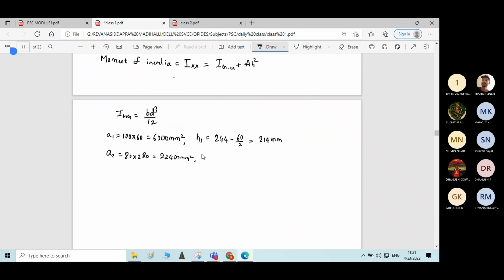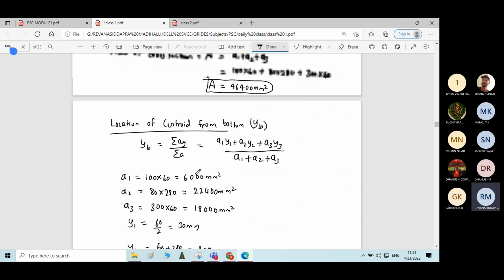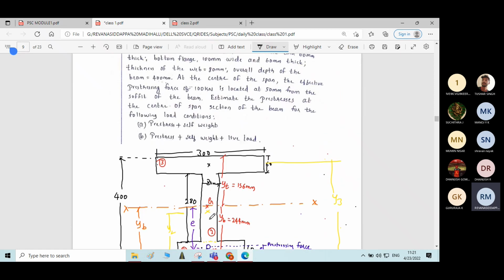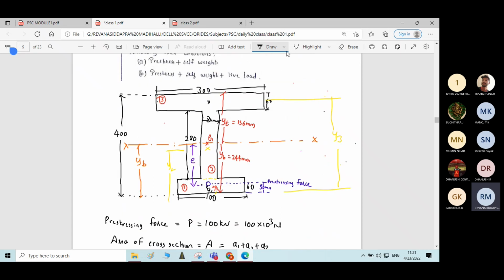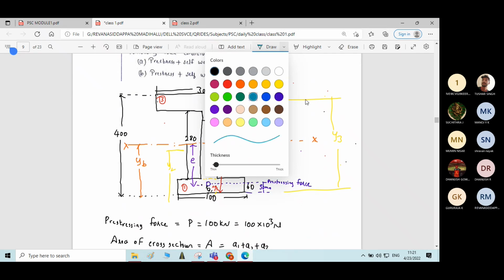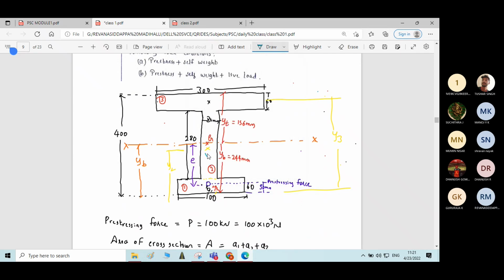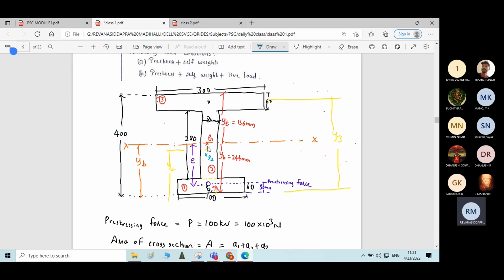Then H2 will be equal to what? H2 will be equal to the distance between the centroid of rectangle 2 and the centroid of the whole figure. If I assume G2 as the centroid of rectangle 2, the distance between capital G and G2 will be H2. Now how to find this distance H2?